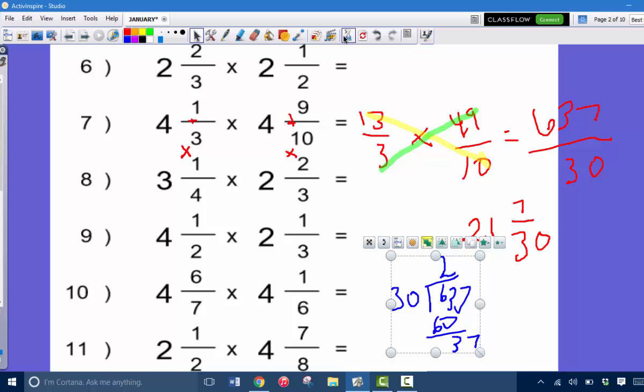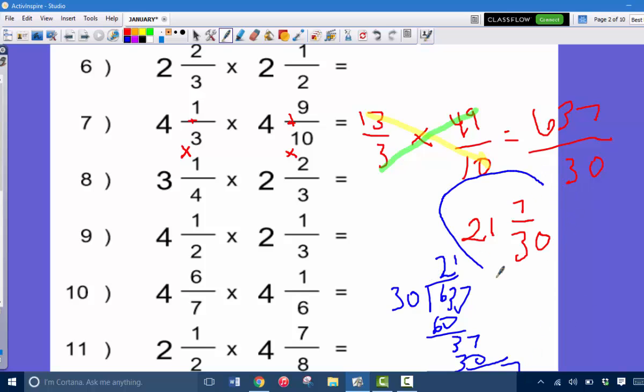Here we go. And then 30 will go into 37 one time. 30. 7 left over. Not the best handwriting, but that's how I got my 21, my 30, and my 7. So your final answer for that.